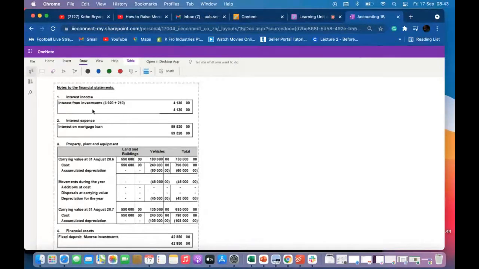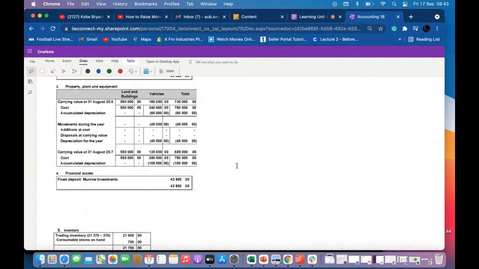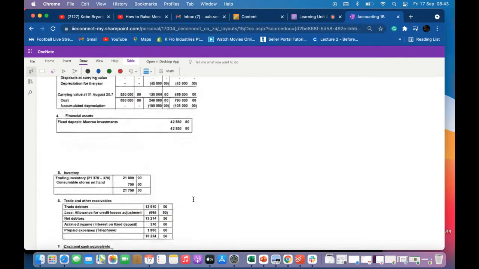Okay, and then these are the notes, guys. Interest on investment: we're adding that fixed deposit accrued to us, but we haven't received it yet. So here are all your notes. Can you see property, plant, and equipment? We played around with this when I last saw you. Okay, all right, and so that's that.